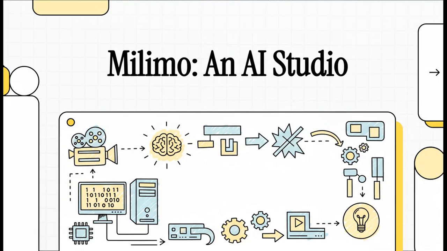Milimo Video is a full-blown AI filmmaking studio that, get this, runs entirely on your own computer. But how is that even possible? Well, in this explainer, we're going to pop the hood and break down the core engineering challenges and the absolutely brilliant solutions that make it all tick.